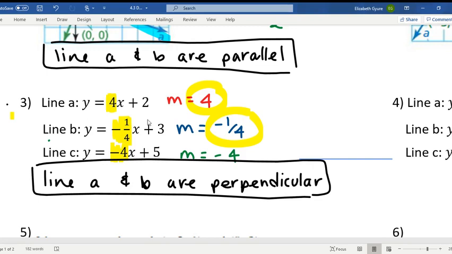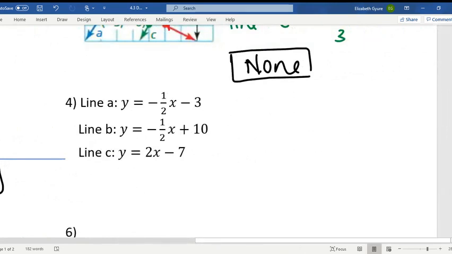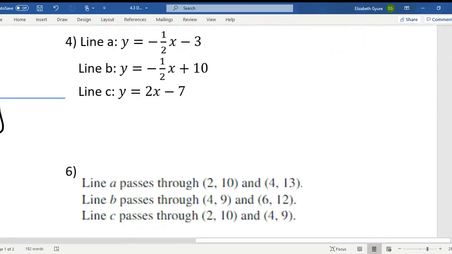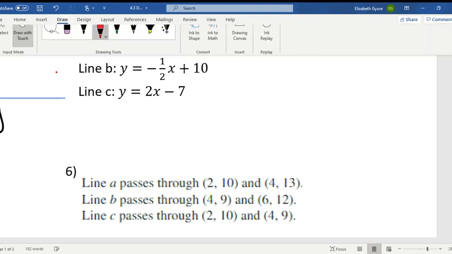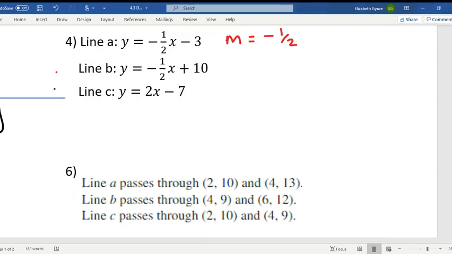All right, I want you guys to try out number 4. Or no, here, I'll show you how to write it. All right, number 4. Olivia, what's the slope of line A in number 4? -1/2. Okay. Bailey, what's the slope of line B? Is it negative 1/2 or 10?